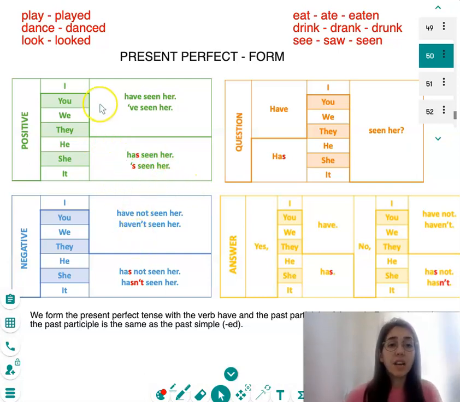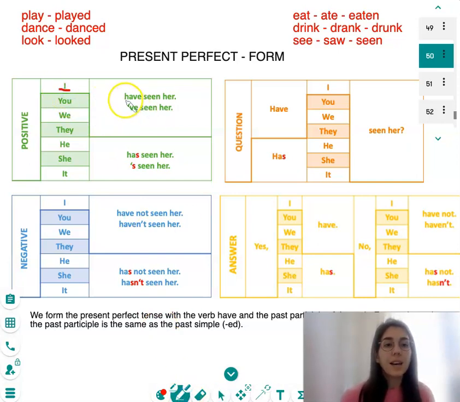So if we're creating a positive sentence, we will take the pronouns. For example, I have seen her. Now, to make it slightly easier, what we do in English is we add a little contraction. So instead of I have seen, we'd say I've seen her. You've seen her, we've seen her, etc.